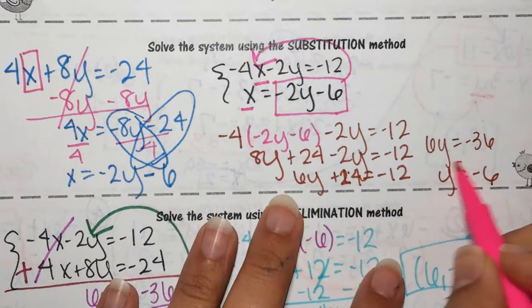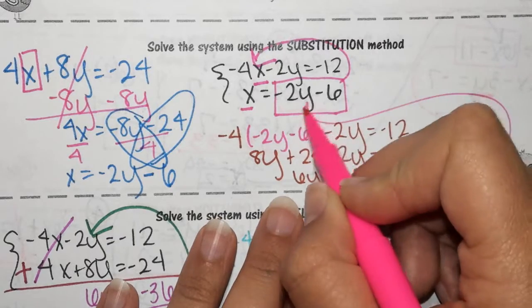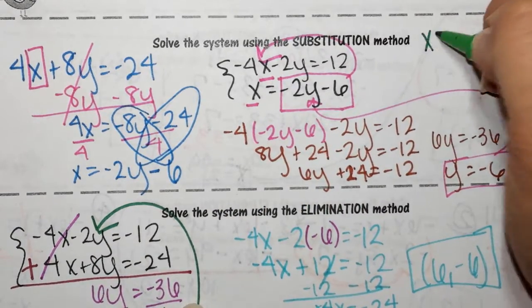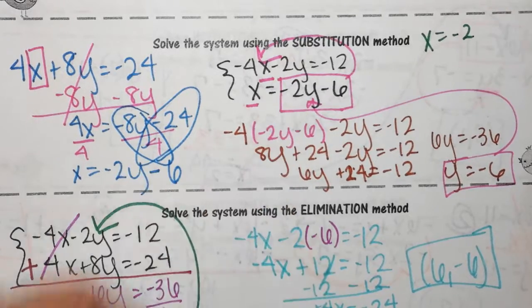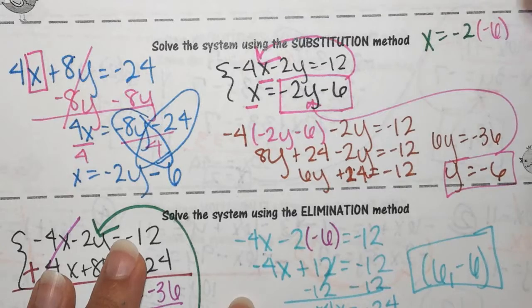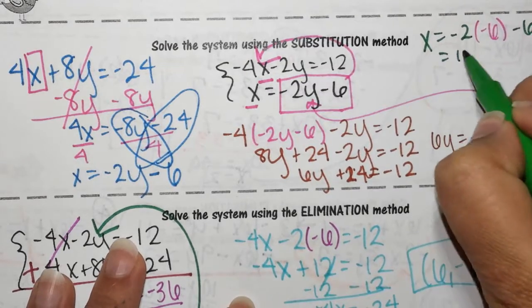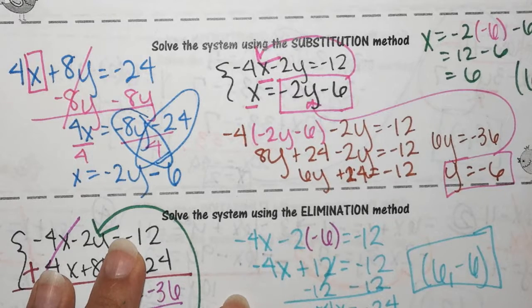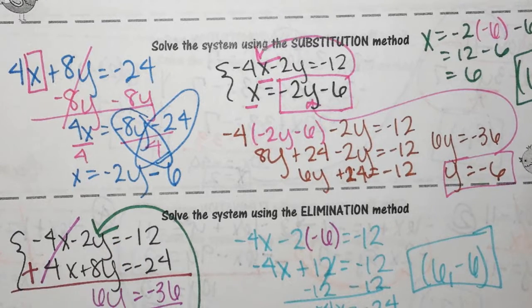Now we need to find x. So we take what y equals and we plug it in right here, correct? So we have x equals -2 times -6 minus 6. That gives us 12 minus 6, which gives us 6. Yay!